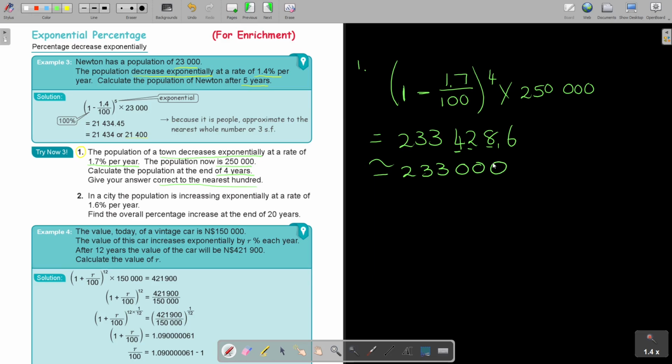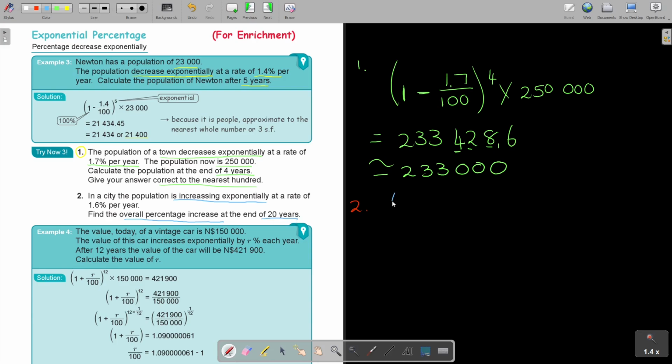Okay, let's look at number 2. In a city, the population increased exponentially. I wanted to take another one also. I don't want to make it red because increase sounds for me like blue. At a rate of 1.6% per year. But now they don't give the population. They just want the percentage. So find the overall percentage increase at the end of 20 years.